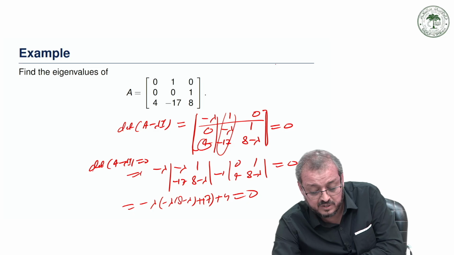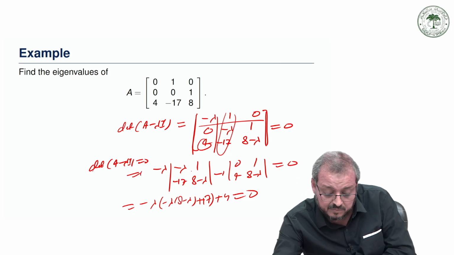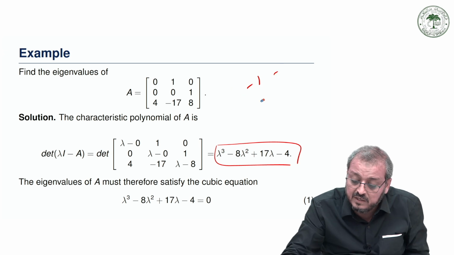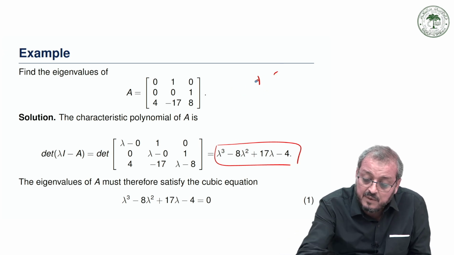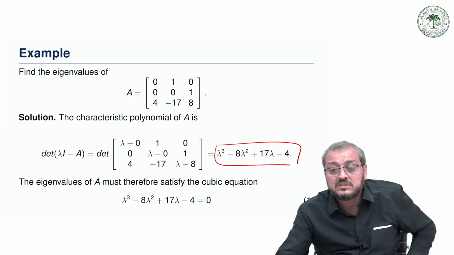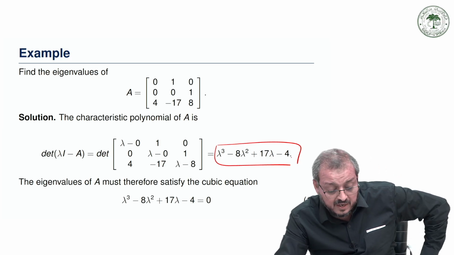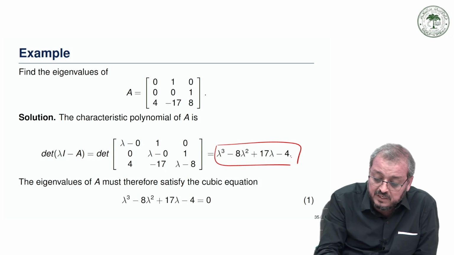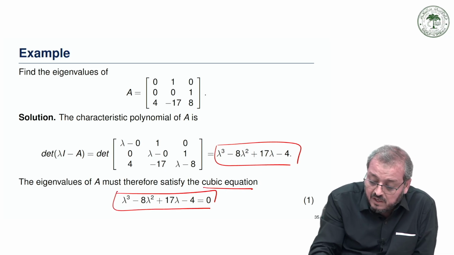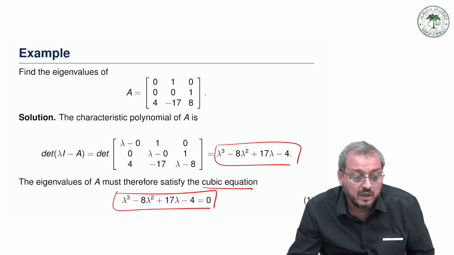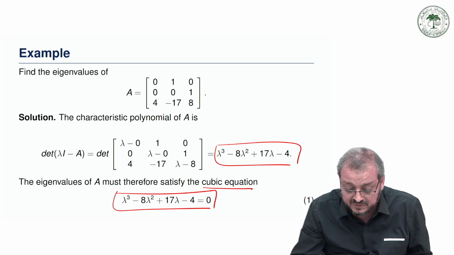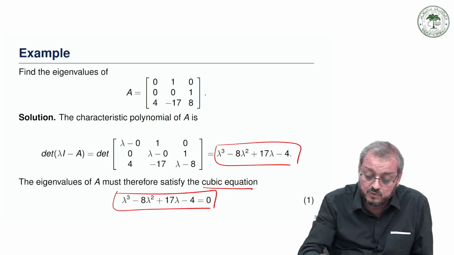Okay, so this means this way, this is minus, minus, plus. So we simplify this, and you get this way clearly: lambda cubed minus 8 lambda squared plus 17 lambda minus 4. So the eigenvalues must satisfy this cubic equation. I denote this as equation number 1: lambda cubed minus 8 lambda squared plus 17 lambda minus 4 is equal to 0.